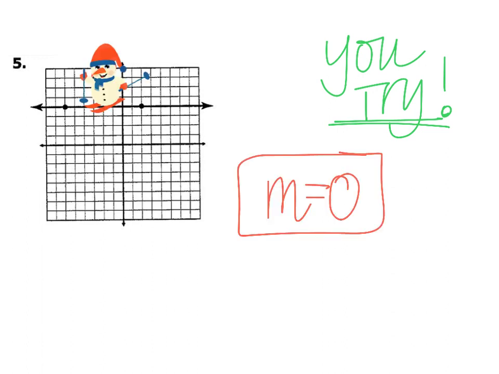Alright, so you should have gotten a slope of 0. Remember, horizontal line. Your skier is stuck. They're not going anywhere. They're going 0 miles an hour. Alright, horizontal lines always have a slope of 0.